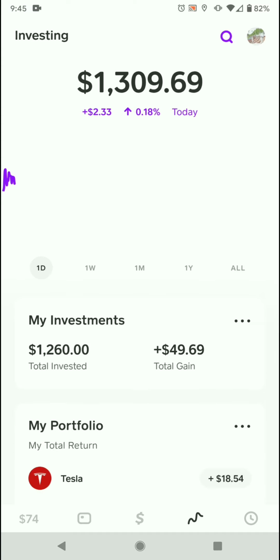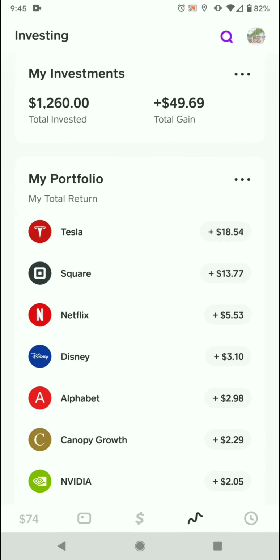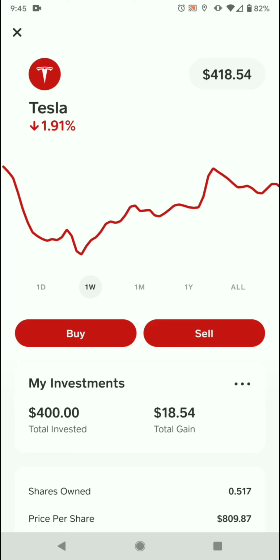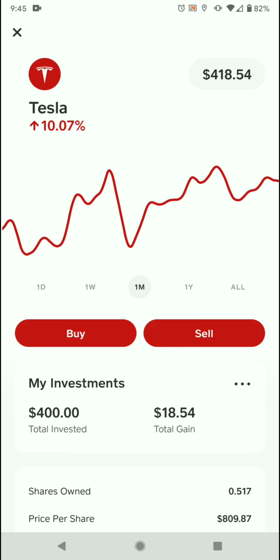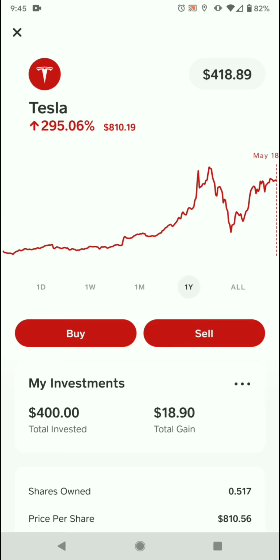Today we're going to look at CashApp first. Of the three apps, CashApp has one of the easiest interfaces to use. Right now we're in Tesla, and you can see I've got $400 invested. I've gained $18.90 in my short time investing with them.